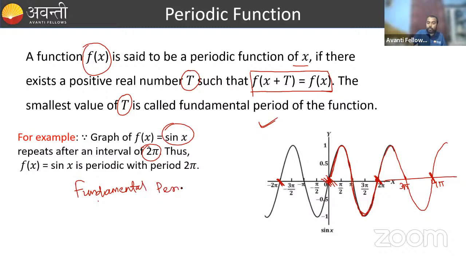Fundamental period is 2 pi. The important thing to remember here is that T is the smallest positive real number for which the graph or the function repeats its values again and again.